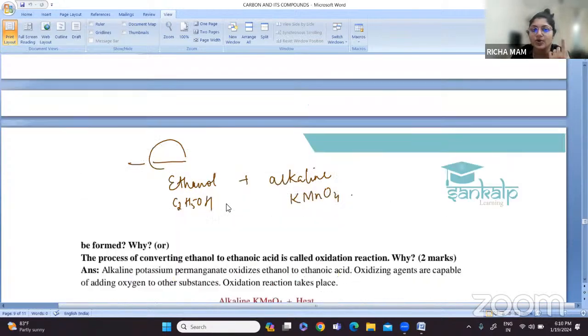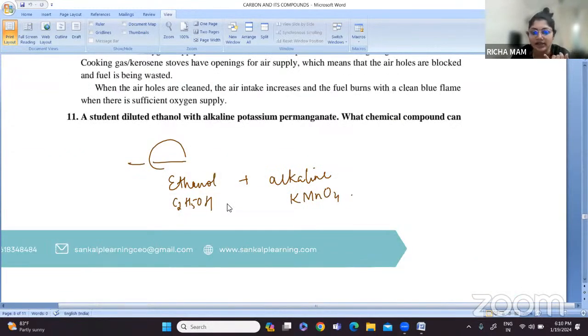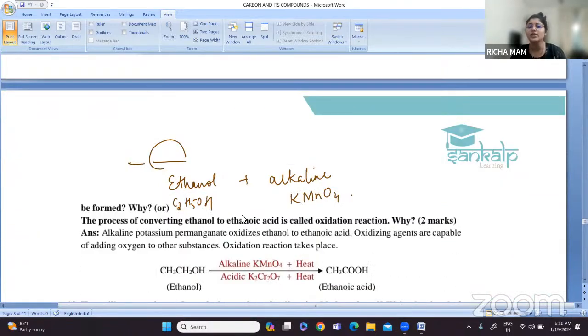So one way is: a student diluted the ethanol with alkaline KMnO4. What chemical compound is formed, and why is it formed? And the second is: the process of converting ethanol to ethanoic acid is called oxidation reaction. Why? So what is the answer to be written for this particular question? We'll see the answer now.